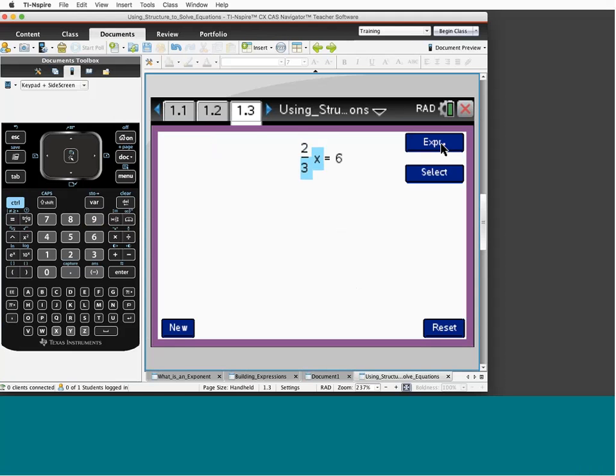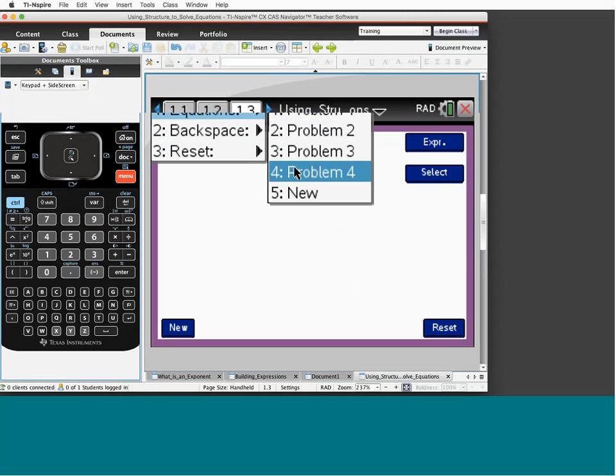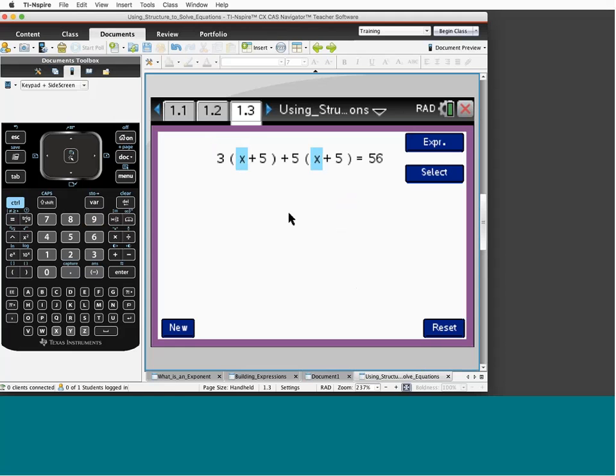Or do I want to think about it as 2 times something is equal to 6? And I can select either one and work through the problem. The other option is something like this, right?